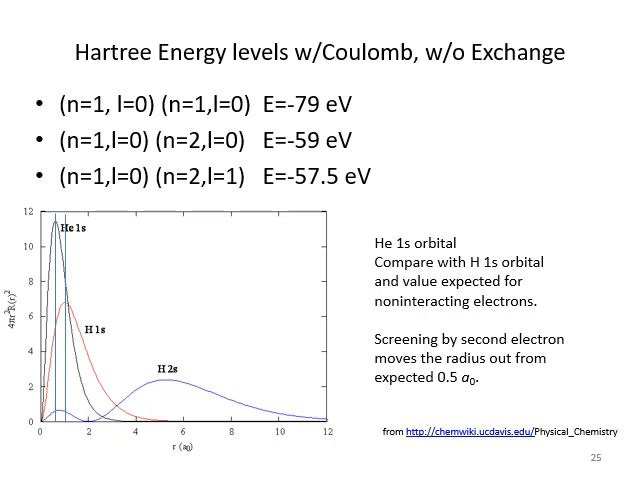This approach as well gives us some idea of what would happen for excited states. What's the total binding energy of an electron in the ground state plus a second electron in the n equals 2, L equals 0 state? The binding energy there is 59 electron volts by the Hartree method. And for the n equals 1, L equals 0, combined with the second electron in the n equals 2, L equals 1 state, the binding energy is a little bit less.